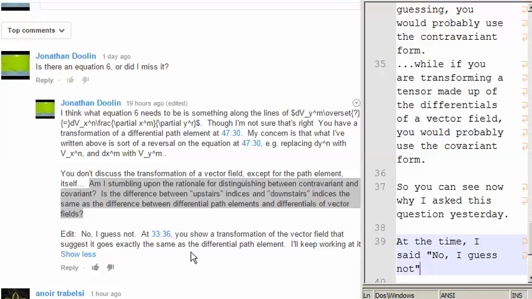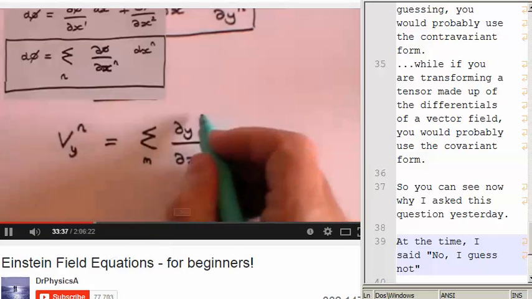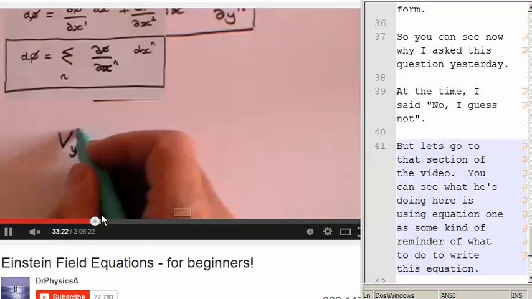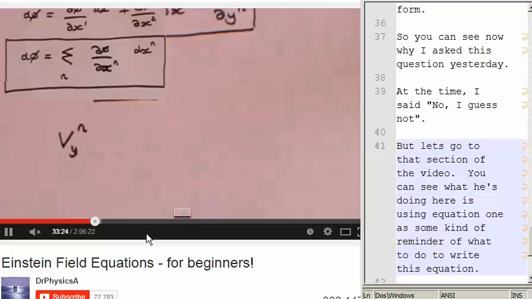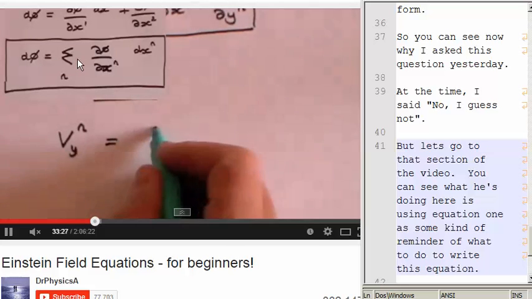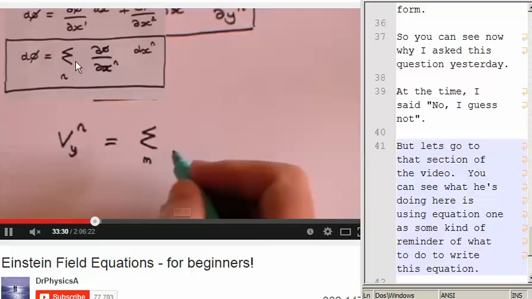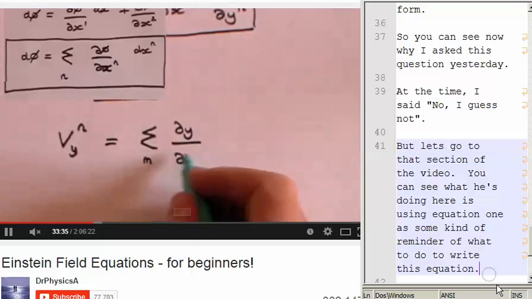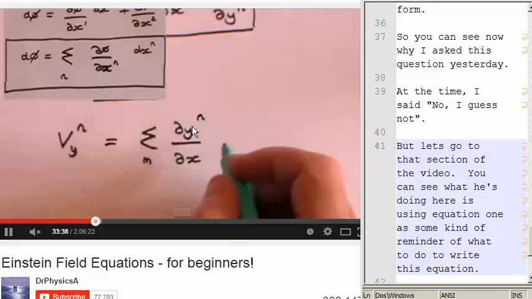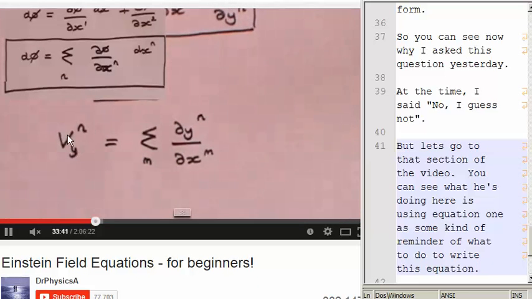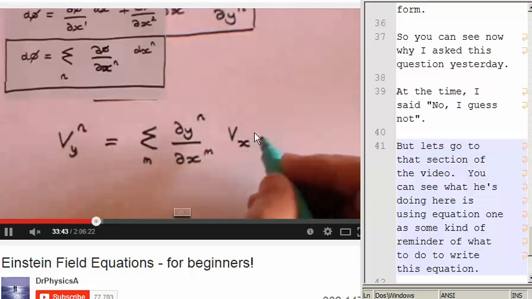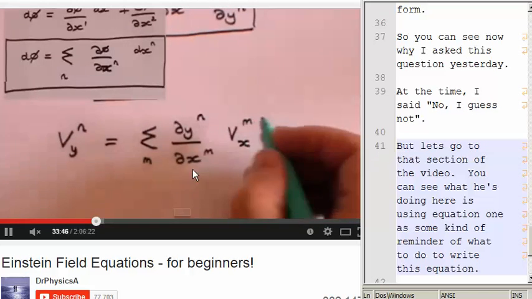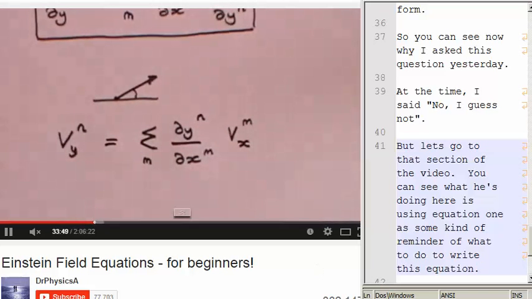transformation of a vector field that suggests that it is exactly the same as the differential path element. So let's go to 33:36 and show that part. Let's go to that section of the video, and you can see what he's doing here is using equation 1 as some kind of reminder of what to write in this equation. Now it turns out that it is a contravariant form because this is v sub y and this is v sub x. If you divide v sub y over v sub x, you would get dy/dx.